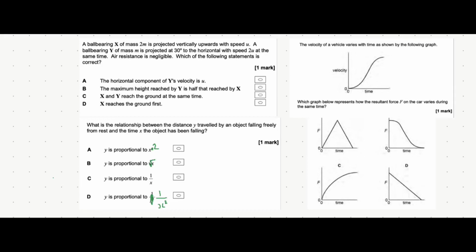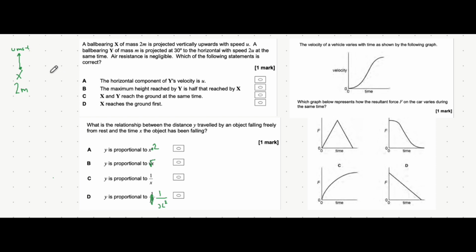In this video, I picked out 3 different multiple choice questions from Suvat equations. Specifically, this first one is quite difficult, so let's draw our own diagram to label it. We have a mass x of 2m. It's projected vertically upwards with the speed u meters per second.